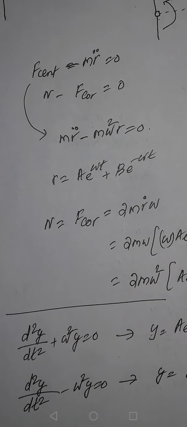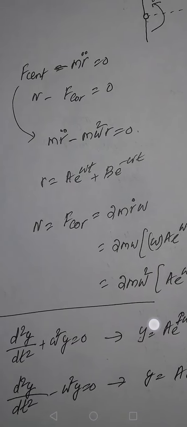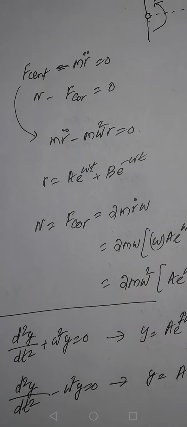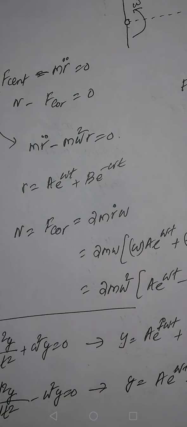If the plus is reversed by minus, that is d square y by dt square minus omega square y equal to 0, then its general solution is y equal to a e raised to omega t plus b e raised to minus omega t. That is an asymptotic solution, not oscillating. That is the difference. So here we have r double dot minus omega square r equal to 0, and its solution will be asymptotic. The general solution is r equal to a e raised to omega t plus b e raised to minus omega t.